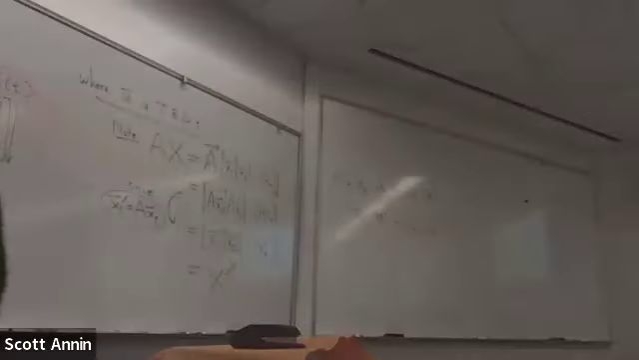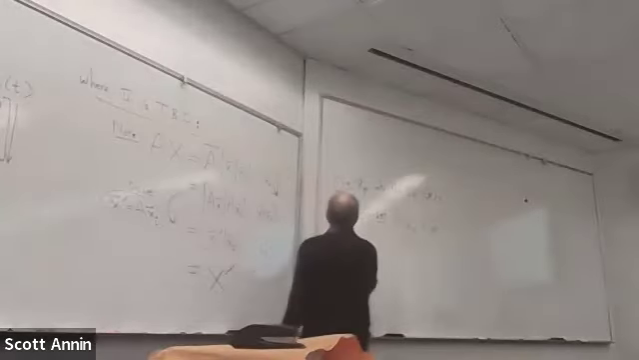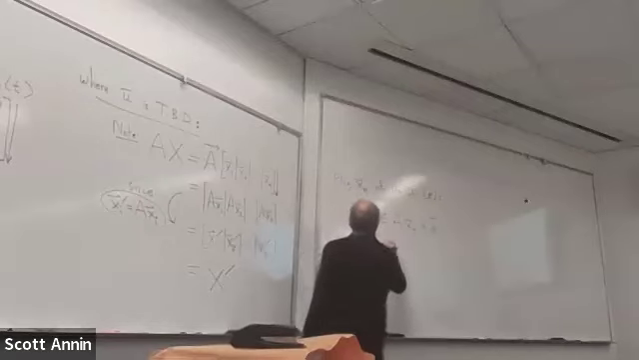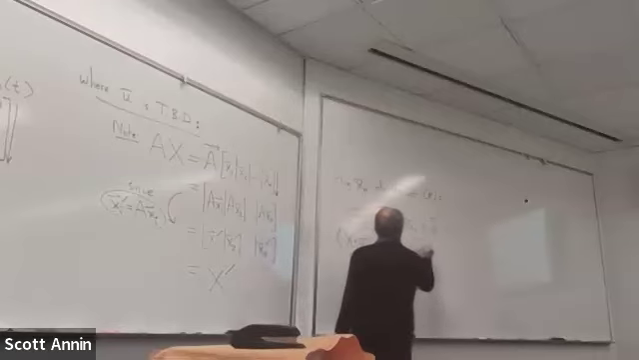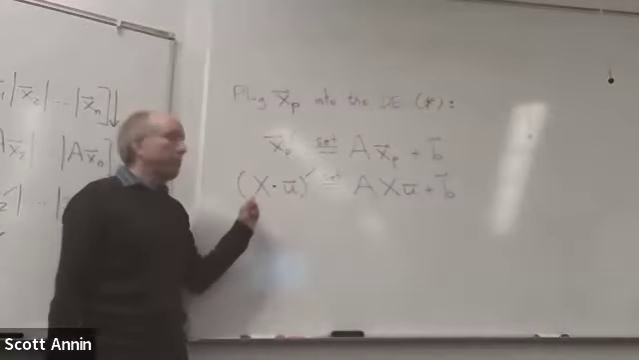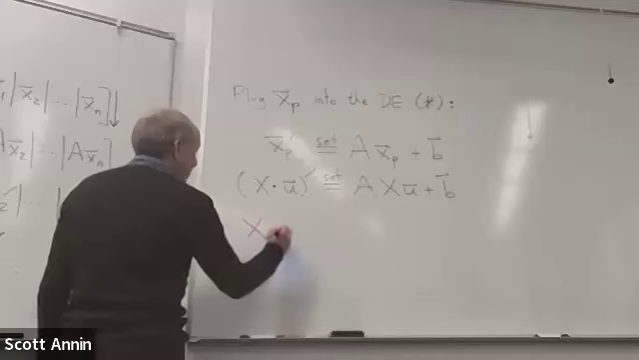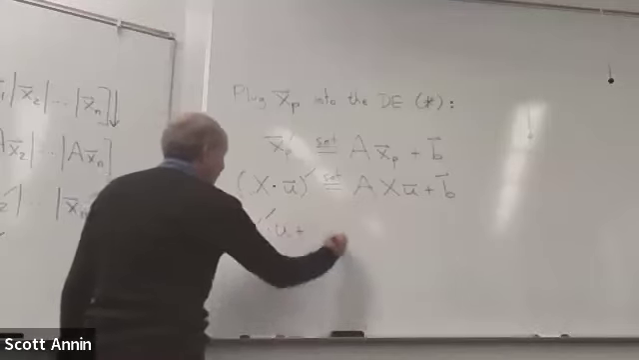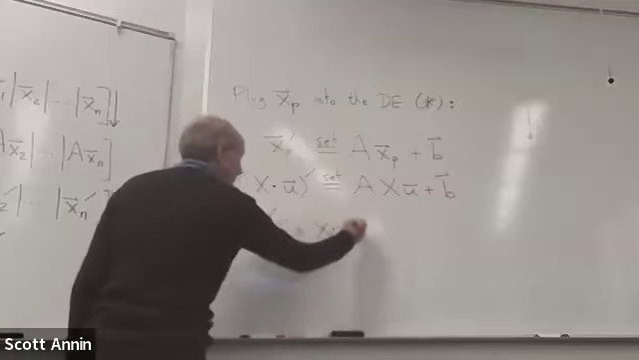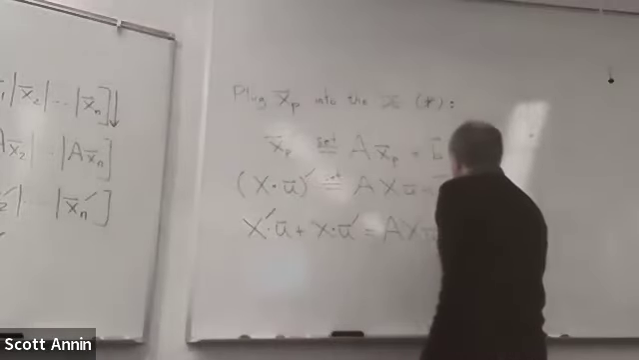Now I'm going to plug it in on both sides, and this is the guess that we're using. So what we have is capital X times U prime set equal to A times capital X times U plus B. And what do I see here on the left side? I see a derivative of a product. That sounds like the product rule, right? So this is going to be x prime times u plus x times u prime. This is just the product rule, and it's supposed to equal a times x times u plus b.